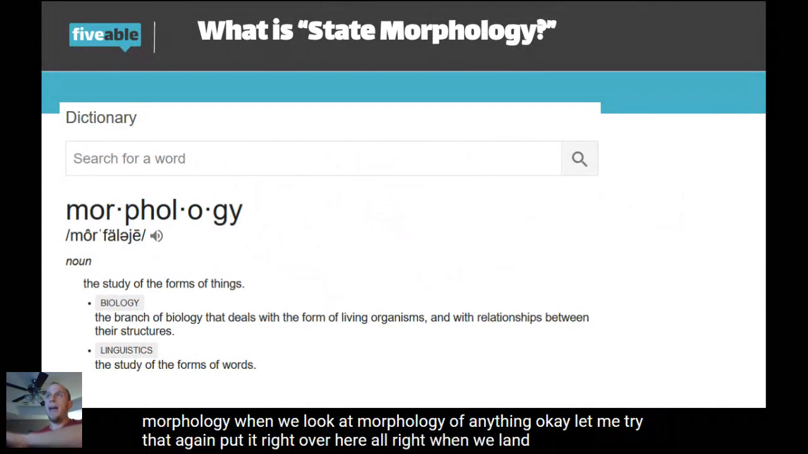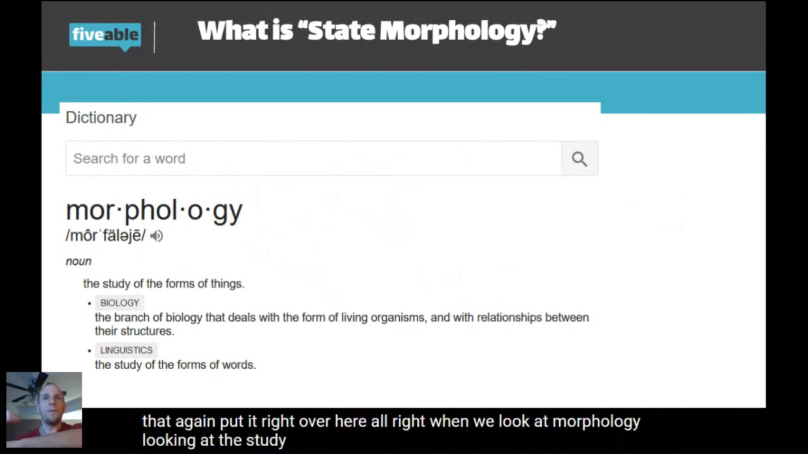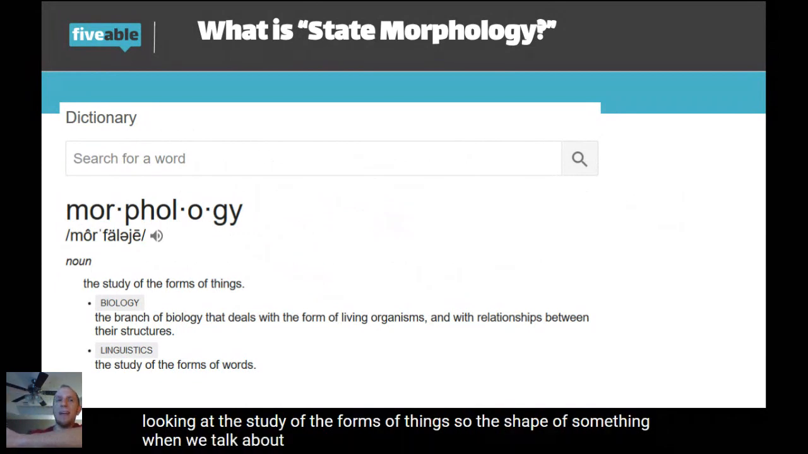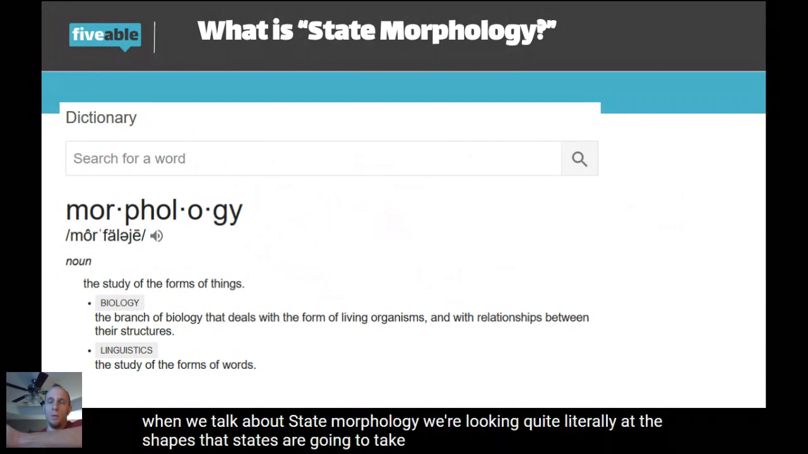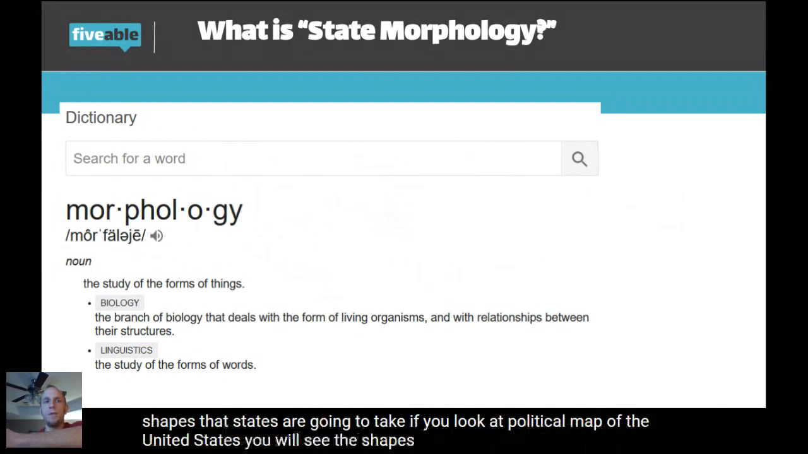All right. When we look at morphology, we're looking at the study of the forms of things, so the shape of something. When we talk about state morphology, we're looking quite literally at the shapes that states are going to take. If you look at a political map of the United States, you'll see the shapes of the individual states of the Union. Look at a political map of Europe, you'll see the shapes of states. A lot of those are going to be compact. We're going to talk about it. So state morphology is the shapes of states, simply put.